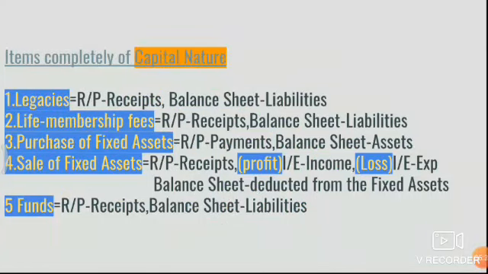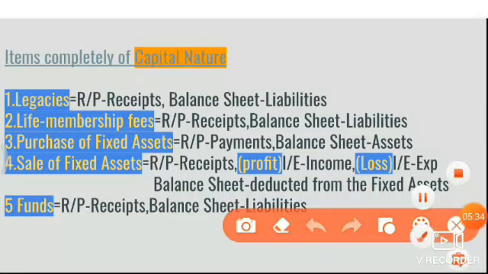Now these are the capital nature items. Now let us see one by one. Number one, legacies. Legacy is not a regular nature item of a not-for-profit organization. Legacy is the amount received as per the will of a deceased person. Since it is non-recurring in nature, it is treated as a capital nature item.